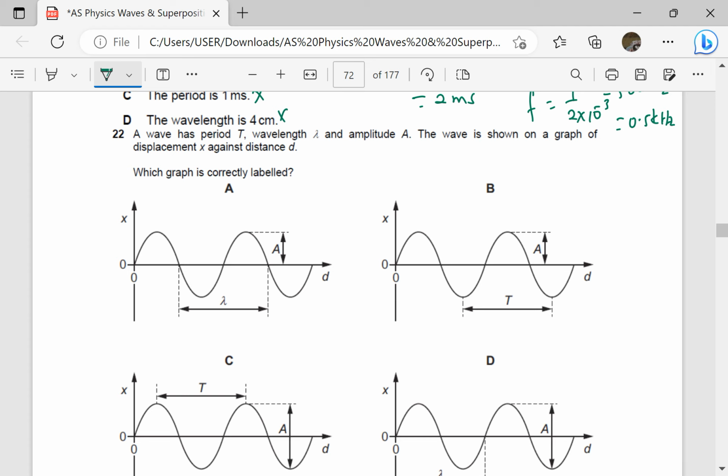A wave has period T, wavelength lambda, and amplitude A. The wave is shown on a graph of displacement against distance, as shown here. Which graph is correctly labeled? So this is amplitude and this is wavelength. So this is correct. So the answer is going to be A.